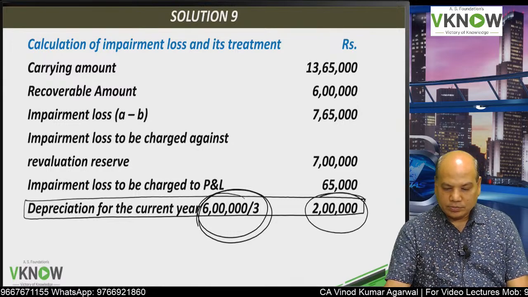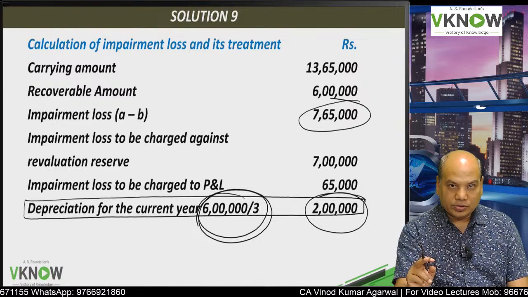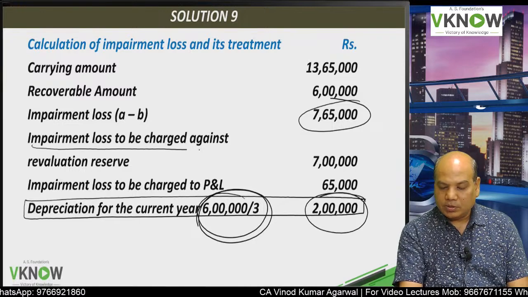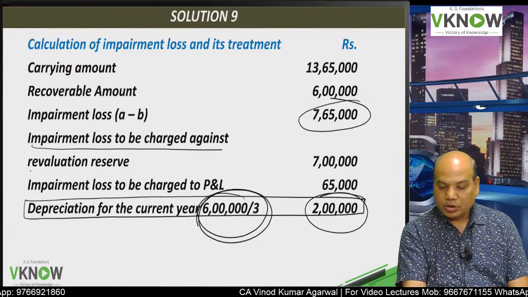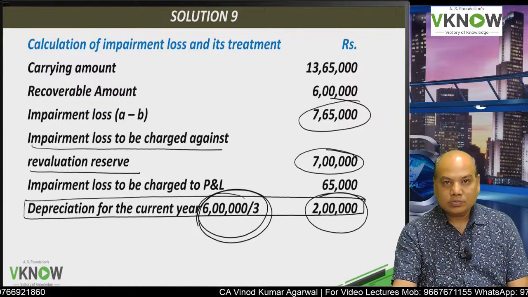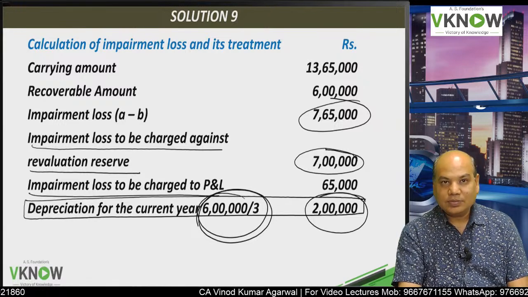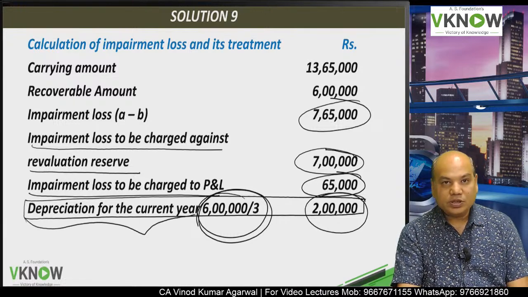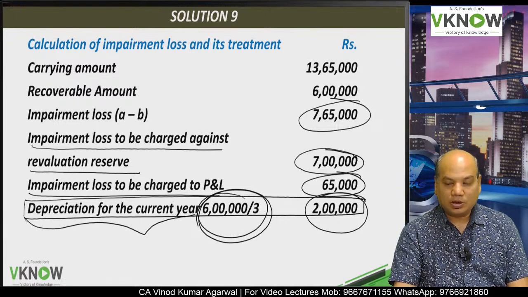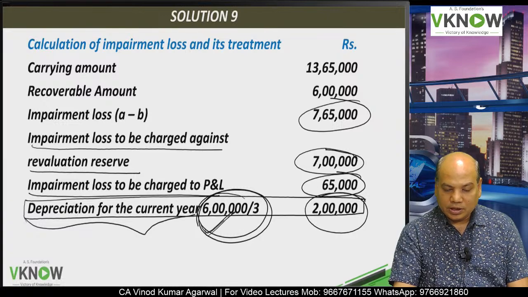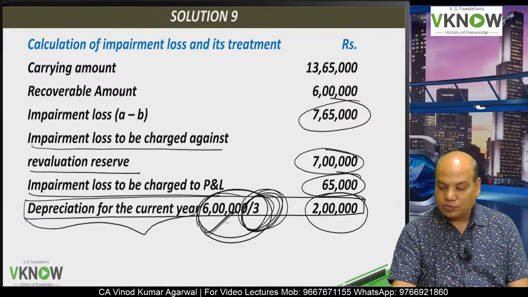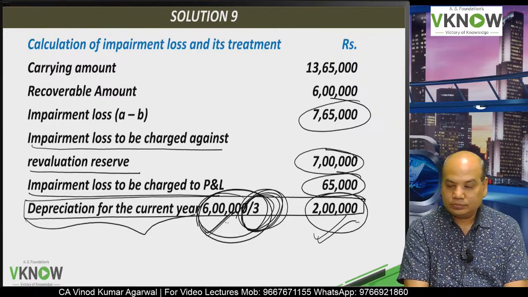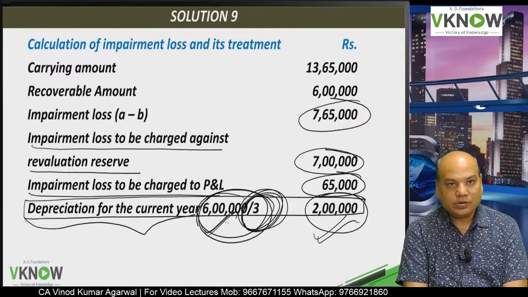First answer was how much is impairment loss? 7,65,000. Second answer, how the impairment loss will be charged? Against revaluation reserve 7 lakh, against P&L account 65,000. Third question, depreciation after providing impairment loss, revised carrying amount 6 lakh over remaining useful life 3 years, therefore the answer is 2 lakh. Is it right now?